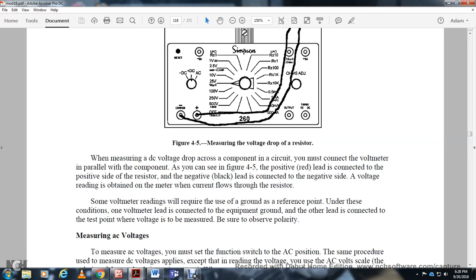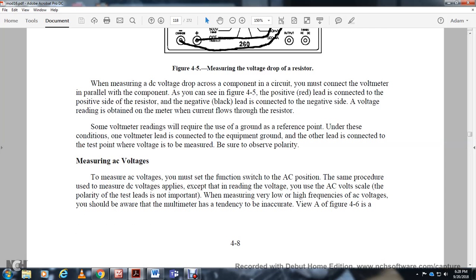Some voltage measurements require a ground reference point. In this condition, the voltmeter is connected to the equipment ground. The other lead is connected to the test point with the voltage to be measured, observing polarity.